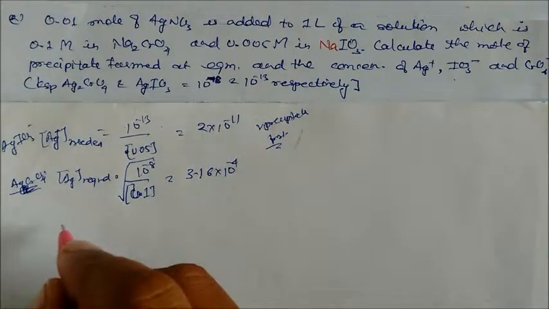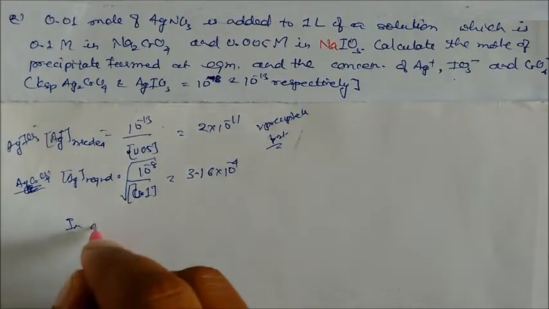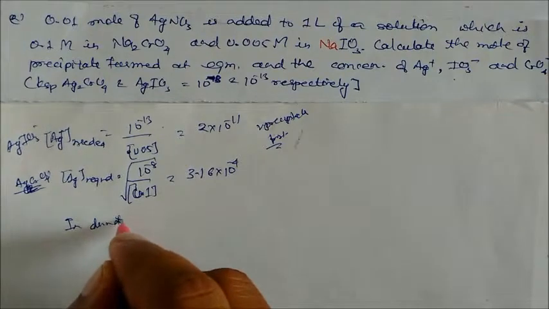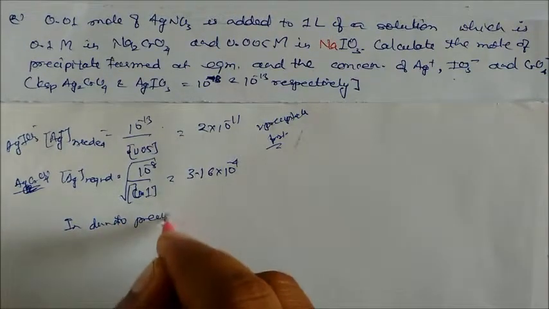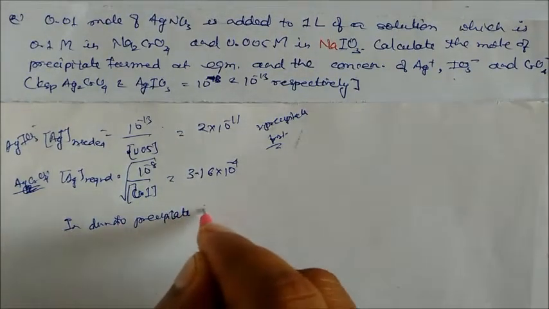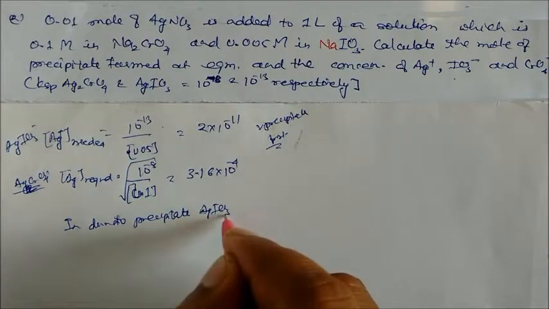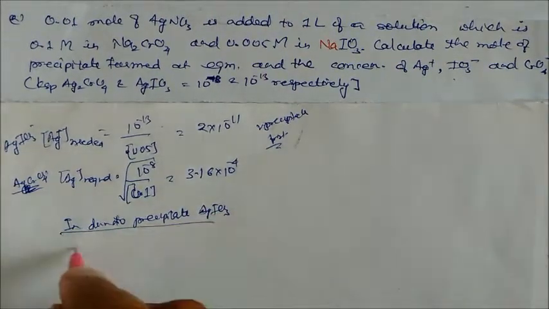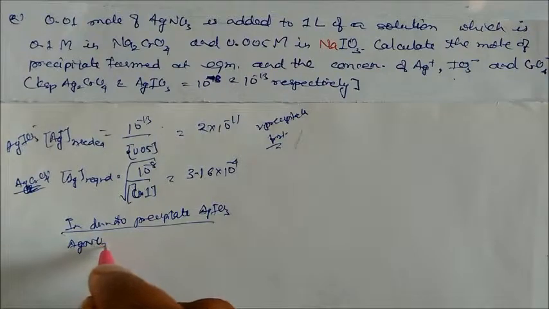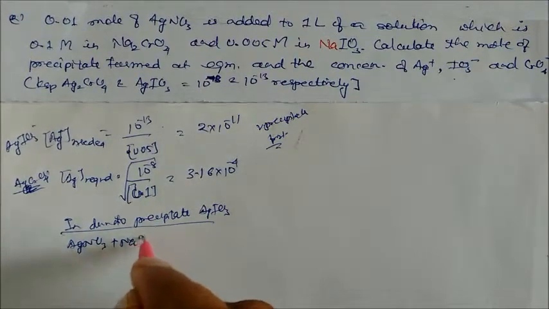So in order to precipitate AgIO3, we can write here silver nitrate. It will react with sodium iodate.